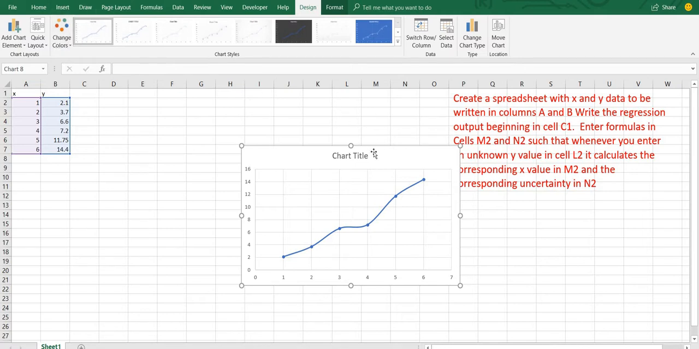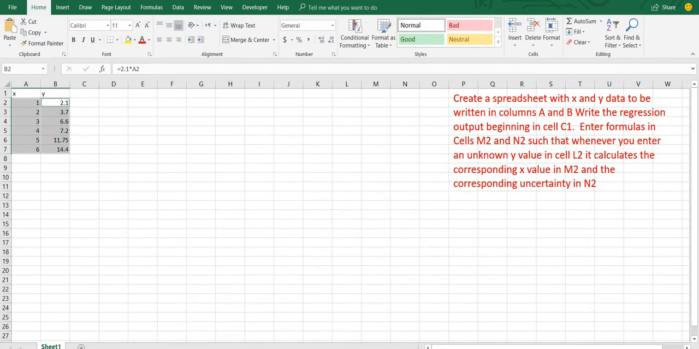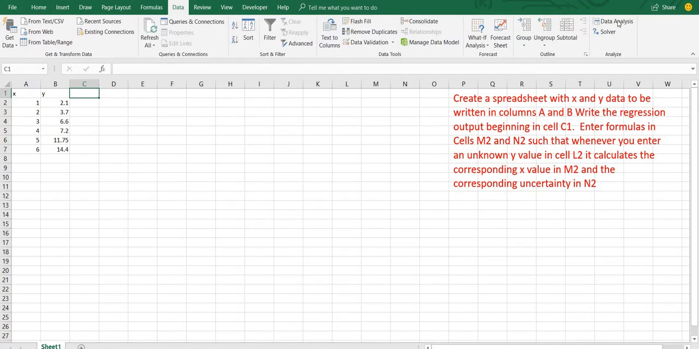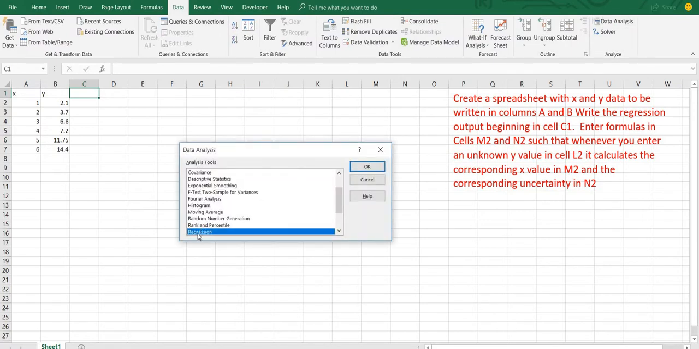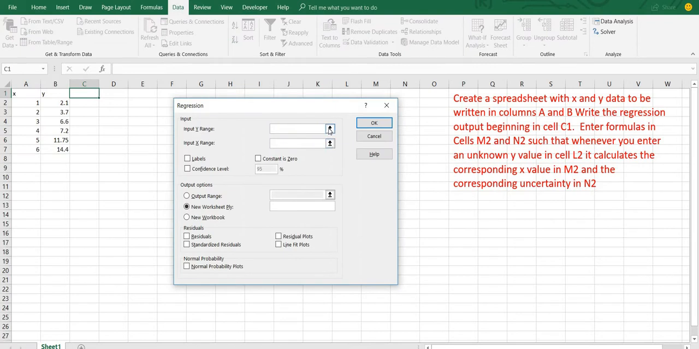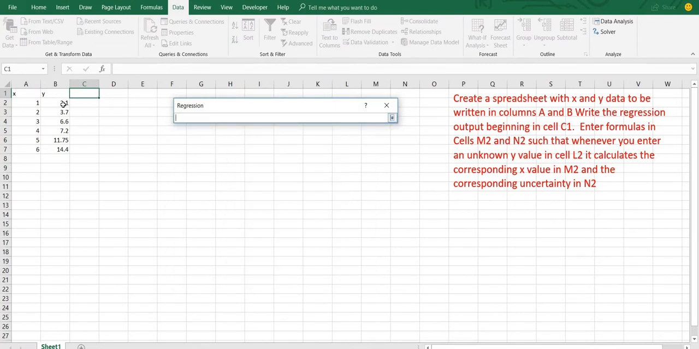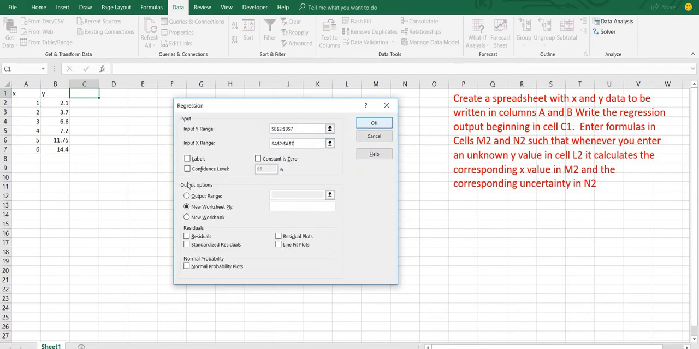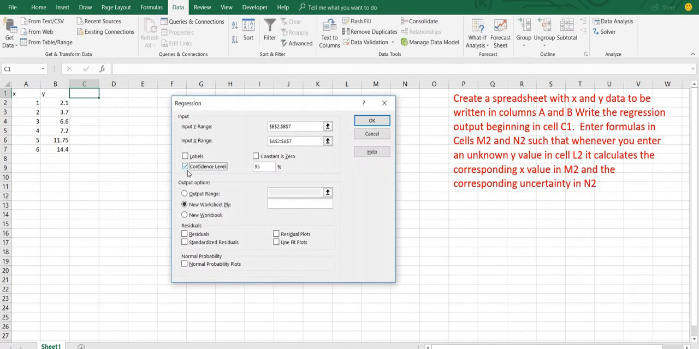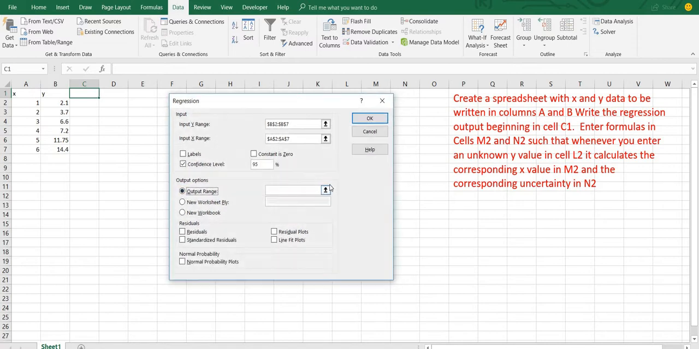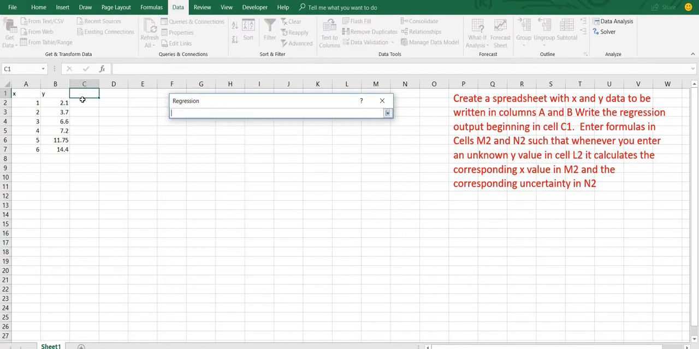Let's delete this because we're not going to use it. Our next step says to create a regression output beginning in cell C1, so over here. To create a regression output, you go to data, data analysis, and you'll see regression, and click OK. We want to select our Y range. And it's always going to be at the 95% confidence level. For our output range, we want it in cell C1.